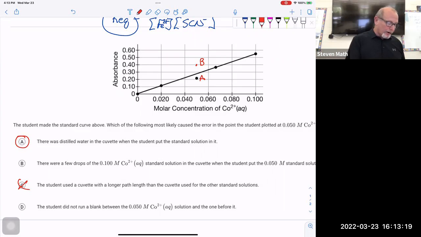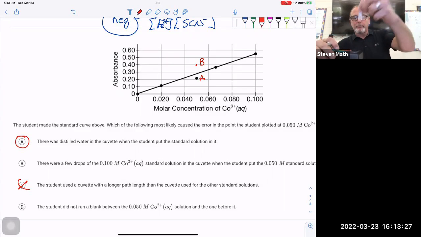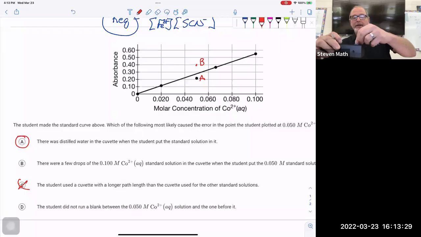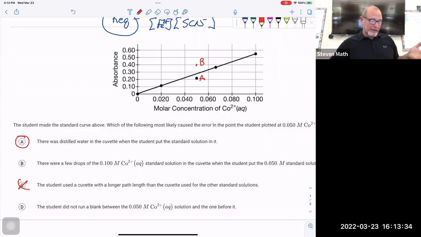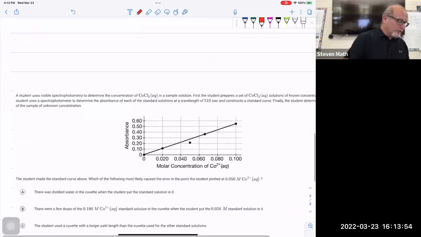And D, the student didn't run a blank. Now, a blank is when you run pure water. You just put a cuvette with some water in it to say, by the way, this should be 100% transmittance, and you're supposed to do that quite commonly. That wouldn't make it register low. That would just be like re-zeroing the machine. So if you're wondering what causes plots to be too low: distilled water left in the cuvette. What causes plots to be too high? Higher concentration.